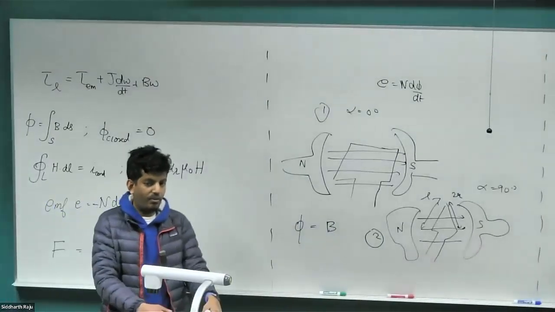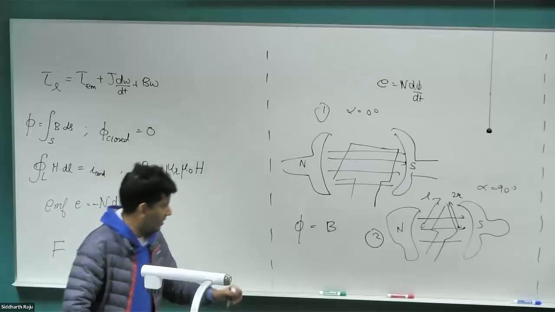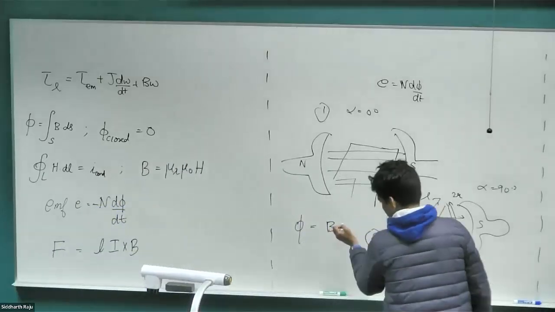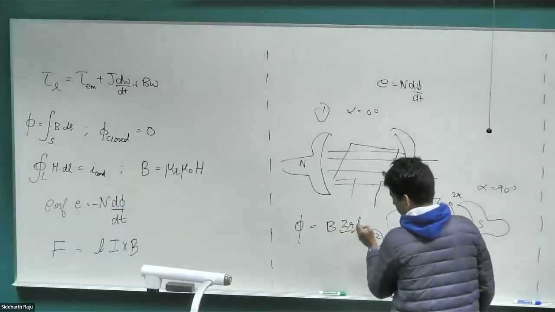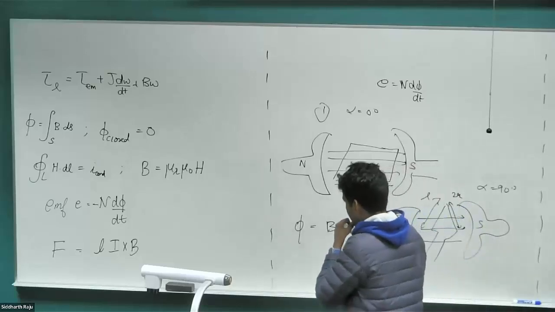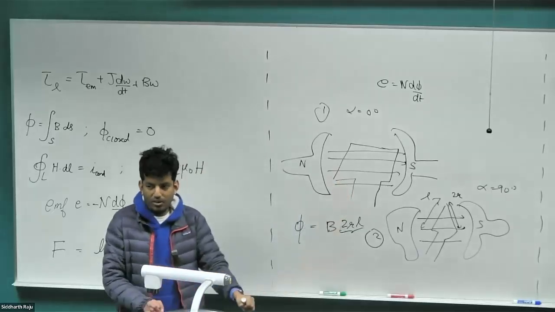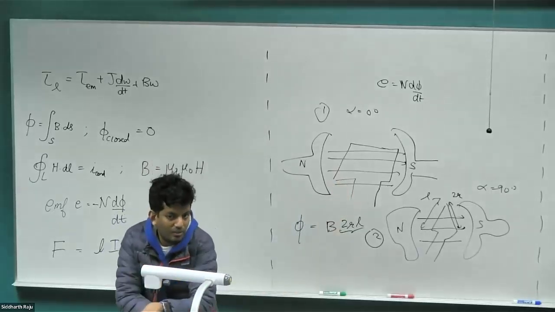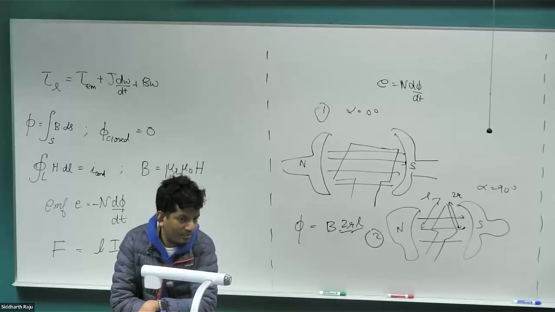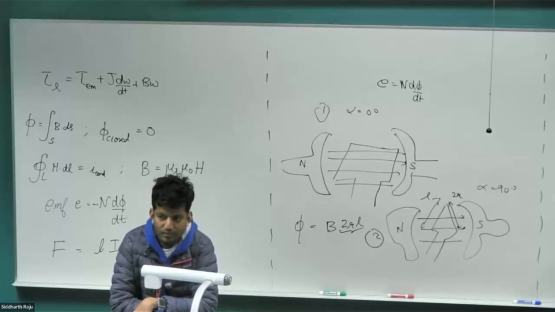Anybody? What was it? B times area. B times the area. Thank you. So the area is just 2RL. Okay? So the B times the cross-sectional area. What is going to be the flux in the first case? Is there a flux through the coil in the first case?